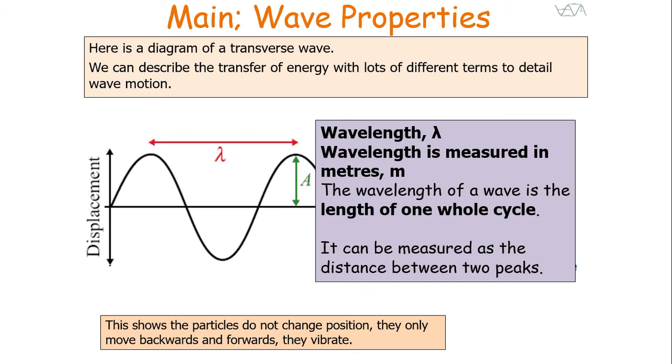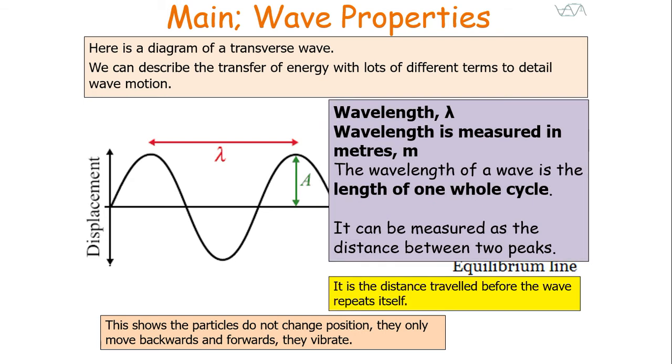The wavelength is measured in meters as well, and the wavelength of a wave is the length of one whole cycle. It can be measured as the distance between two peaks of a wave, two troughs of a wave, or the same position from one wave to the next wave. It's the distance traveled before the wave repeats itself.